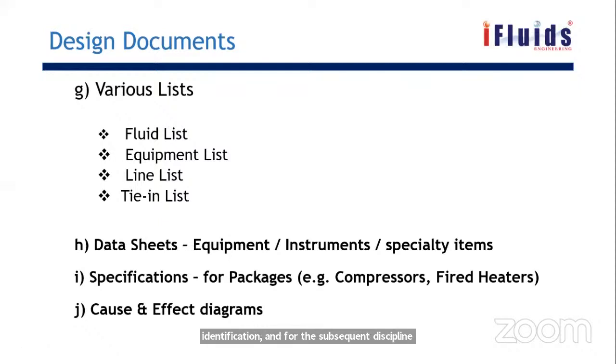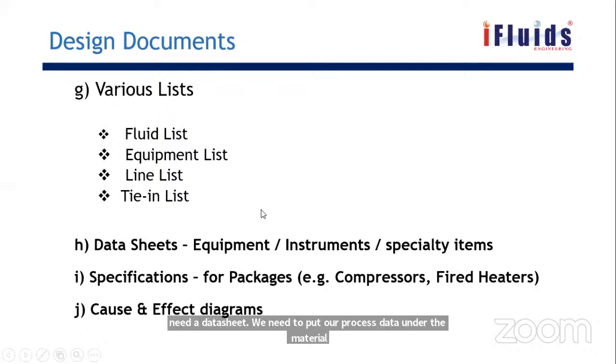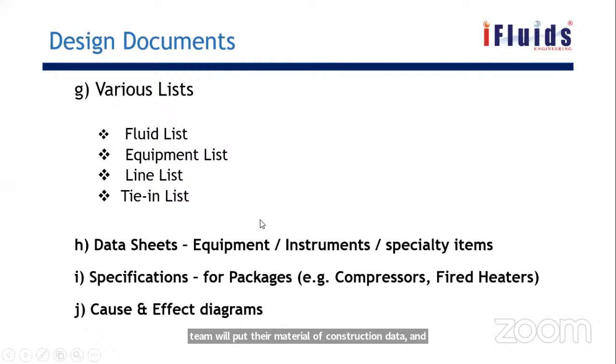And then the data sheets. When we go for procurement, we need a data sheet. We need to put our process data, and then the material team will put their material of construction data, and then the mechanical team would put their data, and then the civil team will put their foundation data. So all those things will be captured in the data sheets.